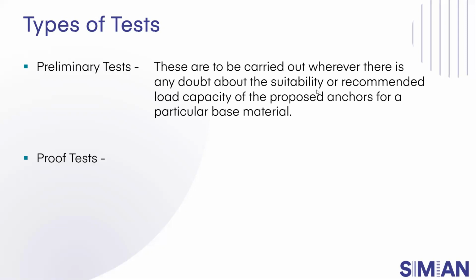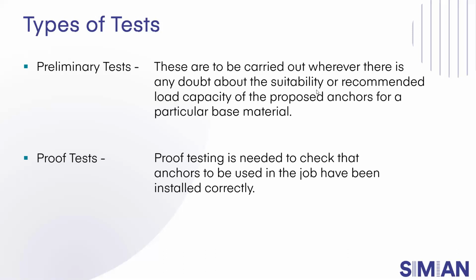The other type of tie test is a proof test. So these are done on anchors that are actually used to secure the scaffold. The prelim tests are done on anchors that are sacrificial, so you do them before you start the scaffold. Proof tests are done on ties that are used to actually secure the scaffold to the structure. And that's basically to check that anchors have been used in the job, that they've been installed correctly. So we test a percentage of those.